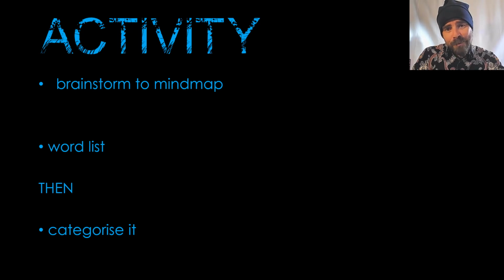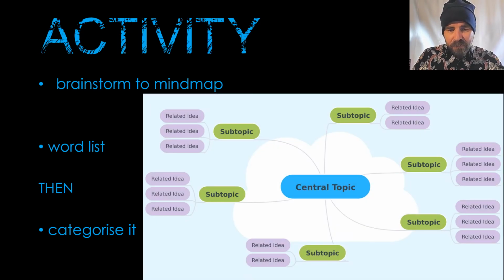What is a mind map? This is a mind map. So your central topic is going to be cities or urban environment, and then you're going to have subtopics and then subtopics off that. I want you to categorize your word list into a mind map that looks like that. I know you can do it. I'm excited to see them.